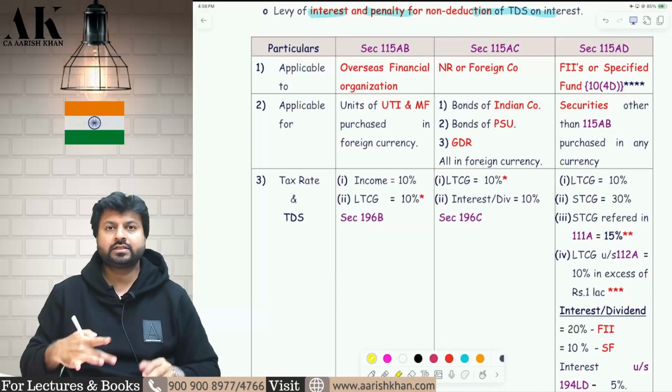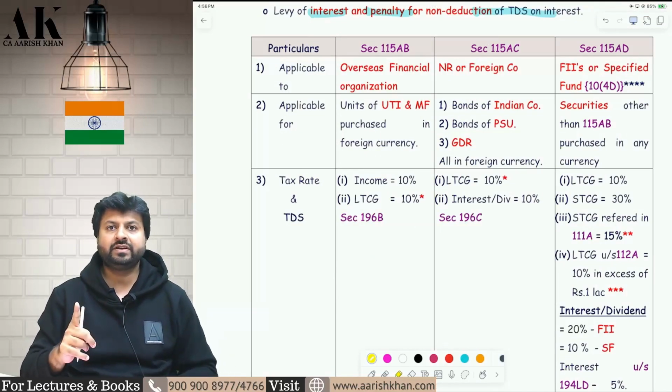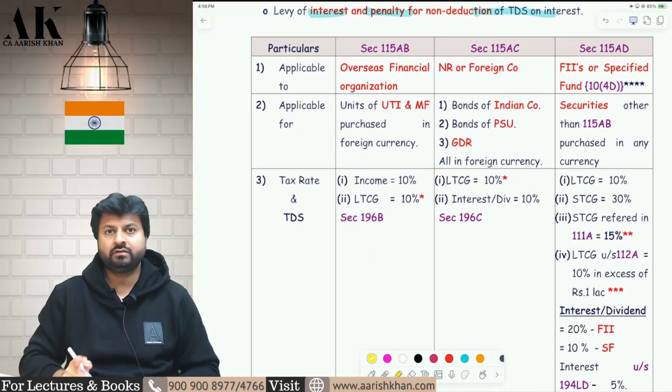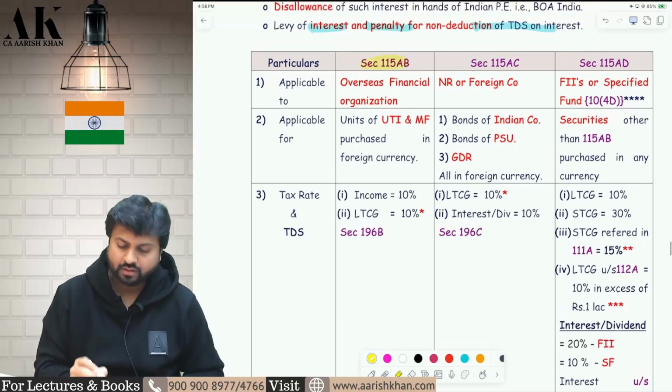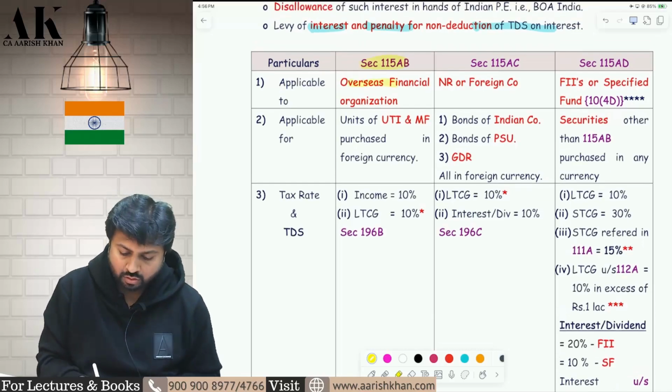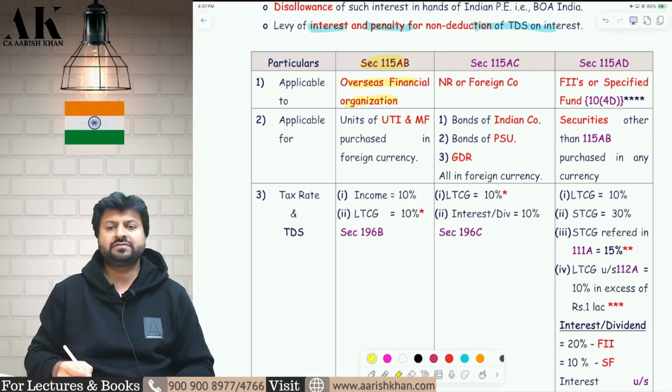Now let's move on to the next section, that is 115AB, then 115AC and 115AD. We will deal with all of them one by one. 115AB: who is the assessee over here? The assessee is an Overseas Financial Organization. Who is an Overseas Financial Organization?